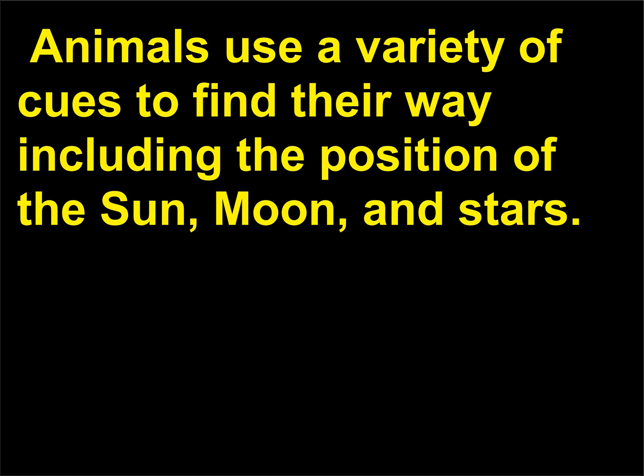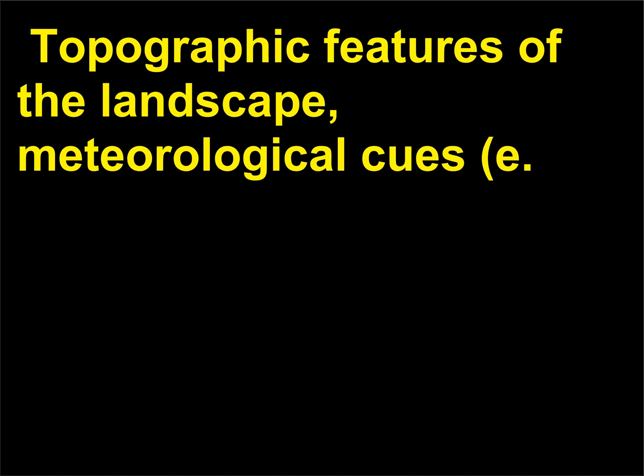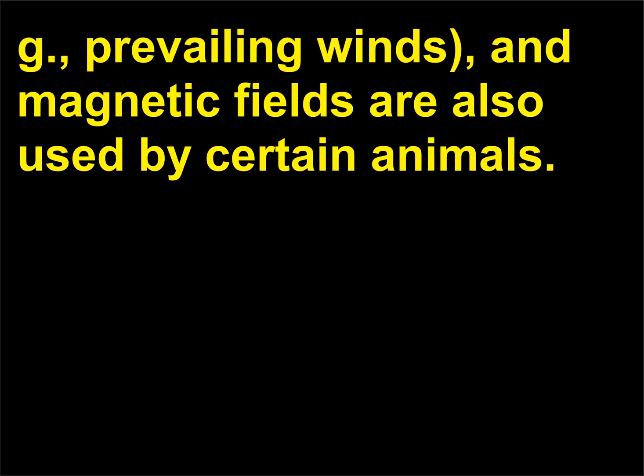Animals use a variety of cues to find their way, including the position of the sun, moon, and stars. Topographic features of the landscape, meteorological cues, e.g., prevailing winds and magnetic fields are also used by certain animals.